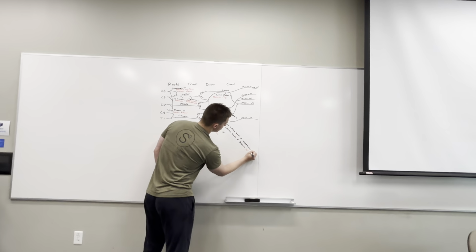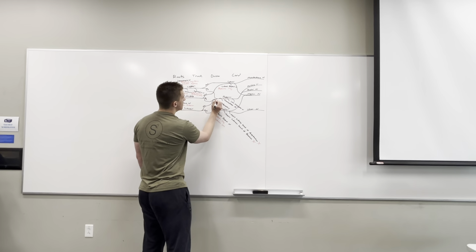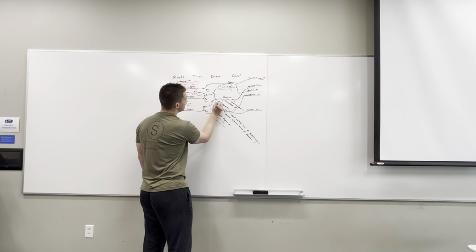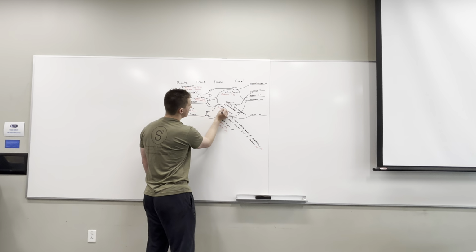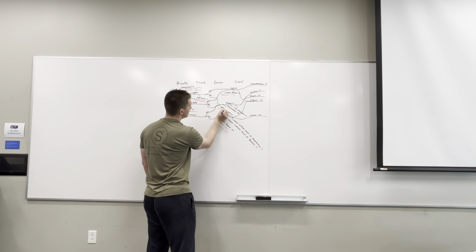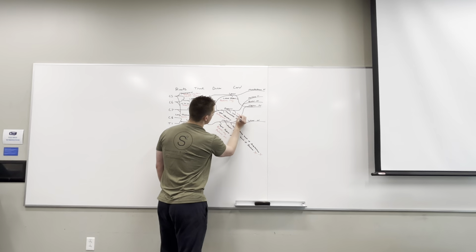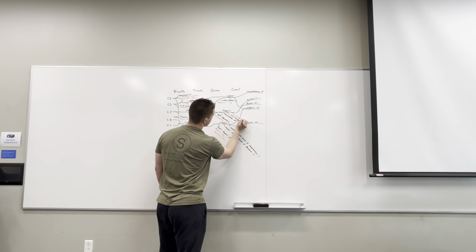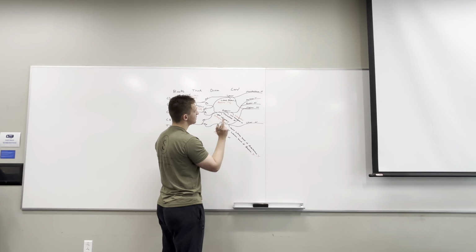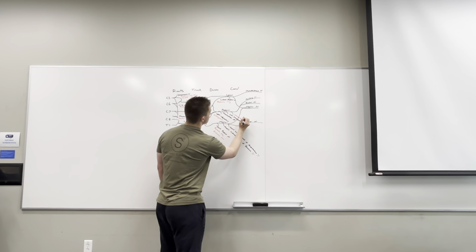Talking about the subscapular nerves, upper subscapular nerve innervates subscapularis. Lower subscapular nerve also innervates subscapularis. And it also innervates teres major. Thoracodorsal nerve innervates latissimus dorsi.